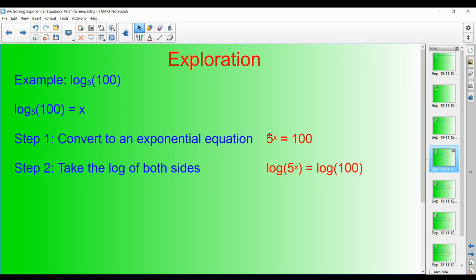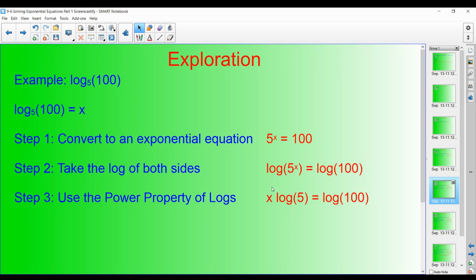And you're going to start seeing that if I have an x in the exponent, I'm going to take the log of both sides. And then I'm going to use a property that we've just learned about, the power property. So the power property says if this x is in the exponent, we can really move it somewhere else. So the power property of logs says I can move the x out front. So x times log of 5 equals log of 100. And these are both in base 10.